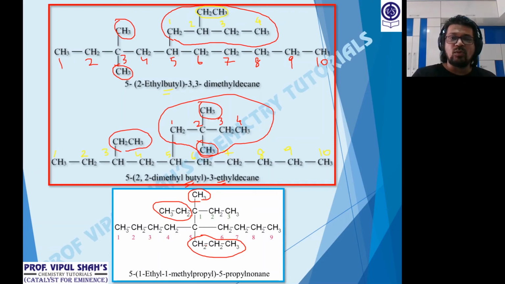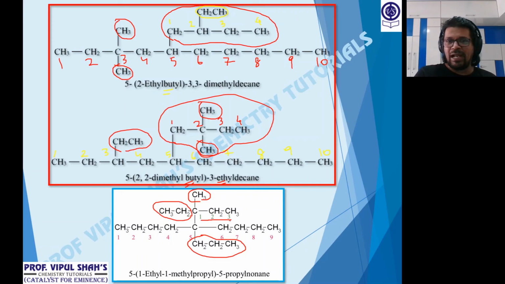Now, can I use the word bis here? No. Why? We don't have two similar branch groups. So no bis. Now the name is simple. 5 bracket, ethyl, E comes first. So a continuous chain of 3 now. That's what you see here. 1 2 3, that's propyl.